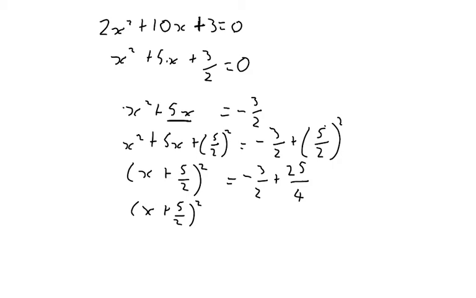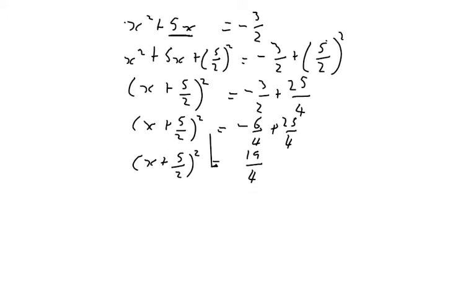Now we've got to make the denominators the same. This should be easy maths for people watching this. So times the numerator and denominator by 2, we're left with negative 6 over 4 plus 25 over 4. So then we get the next line, x plus 5 over 2 squared equals, now we've got negative 6 plus 25, that's 19, so we're left with 19 over 4.